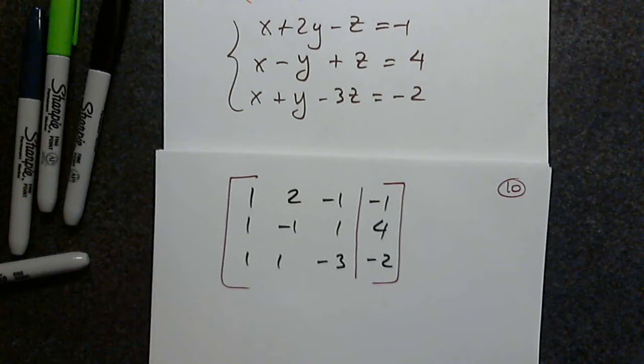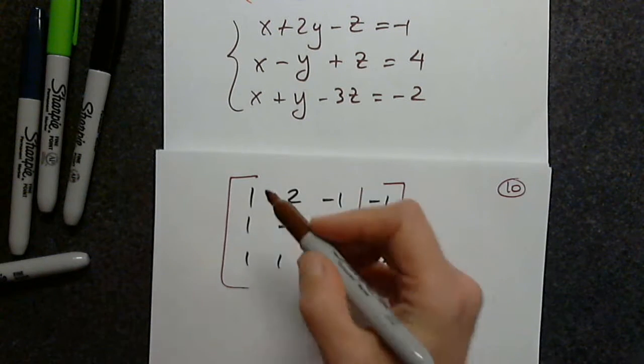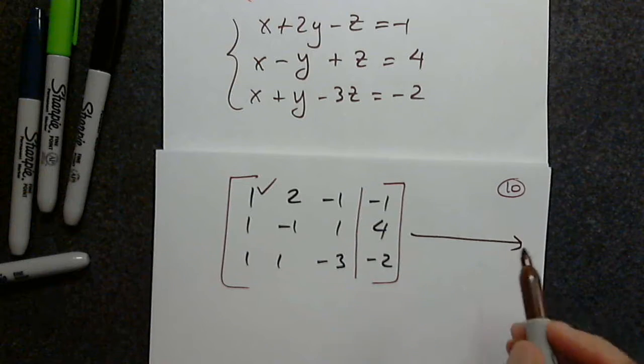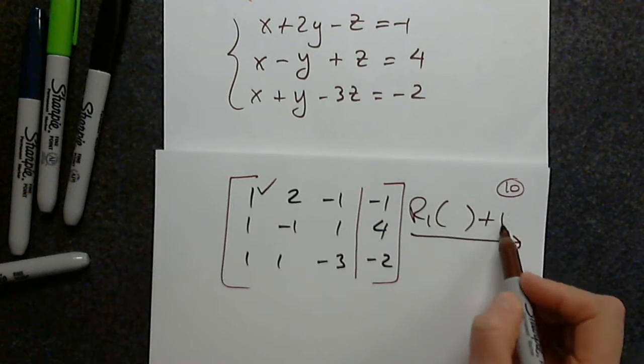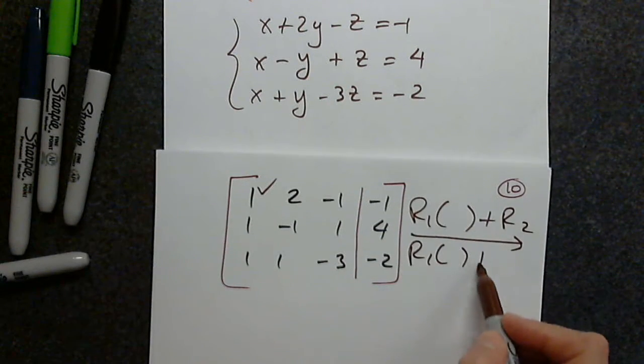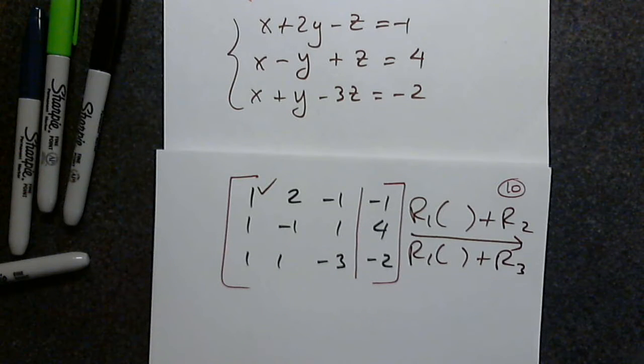Okay, next step. So we do have this, it's done. So we start by multiplying the first row by something and adding it to the second one, and also multiplying by something and adding it to the third row. And I'm ready when you are.